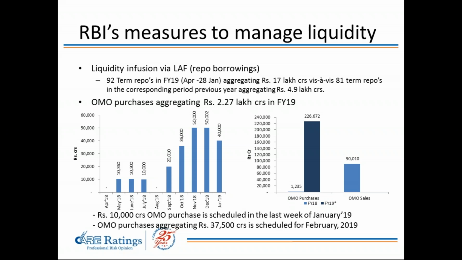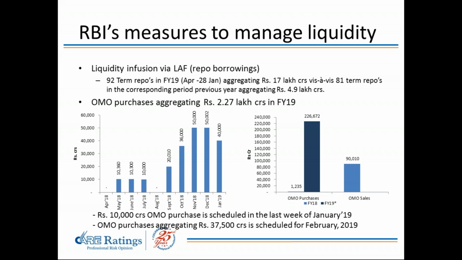Along with this frictional liquidity infusion, RBI has been constantly undertaking open market operations to infuse durable or permanent liquidity into the banking system. RBI undertakes OMO purchases in which the central bank purchases the central government securities and in turn infuses liquidity into the banking system. So far this fiscal, RBI has infused liquidity on a sustained basis to the tune of rupees 2.27 lakh crores by way of OMO purchases. This is in sharp contrast to the previous year when the RBI conducted OMO sales aggregating rupees 90,000 crores to drain liquidity from the system.